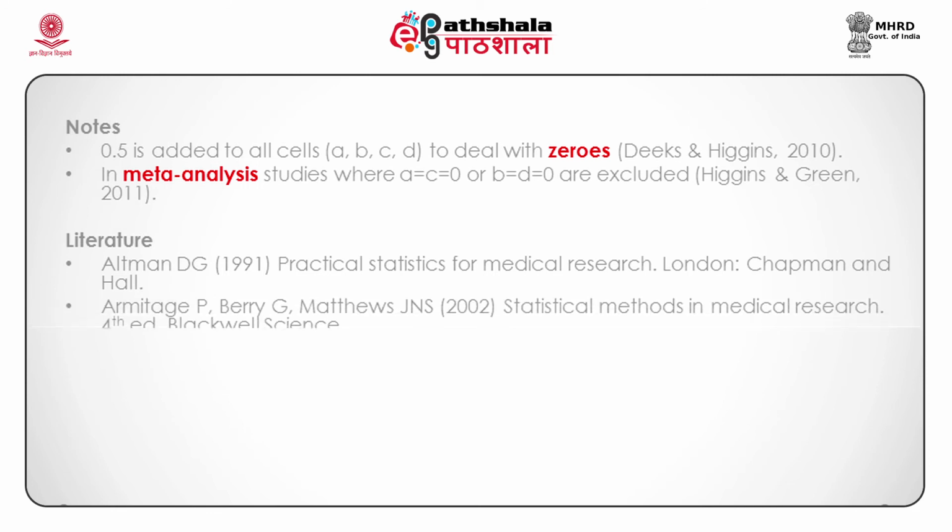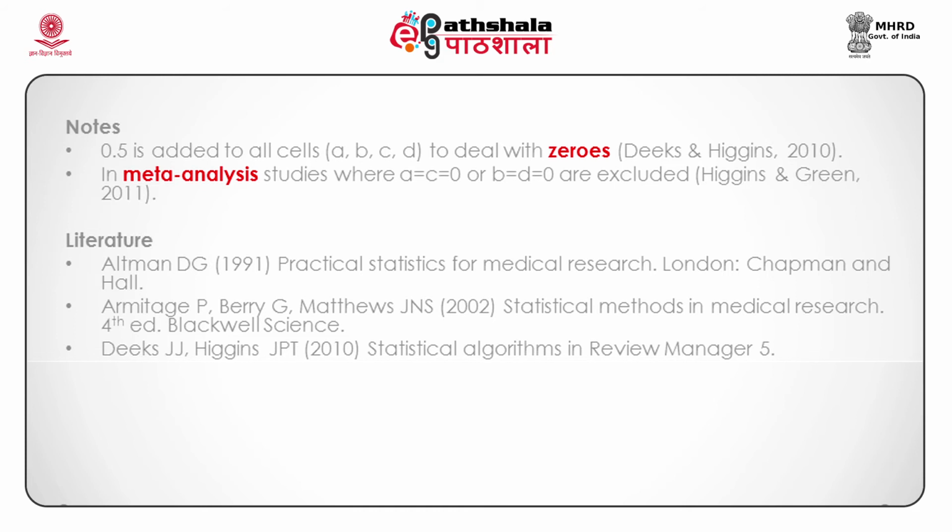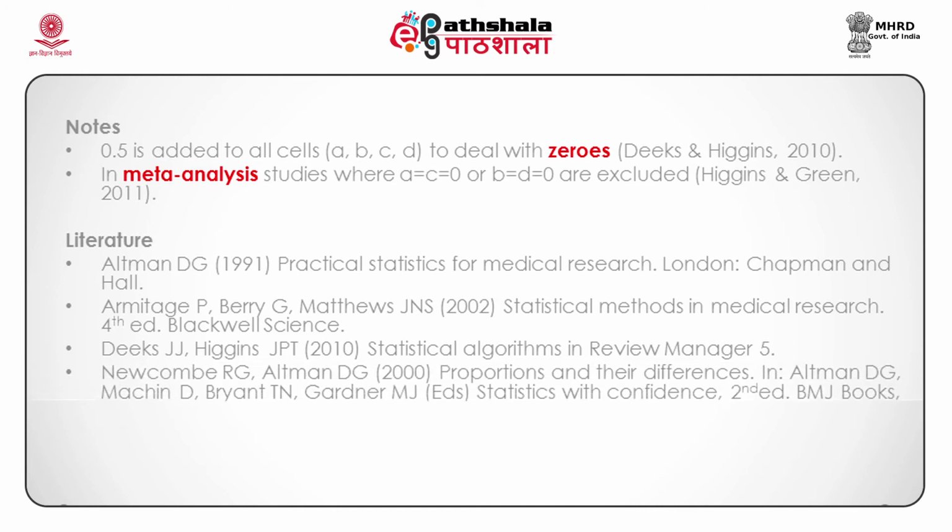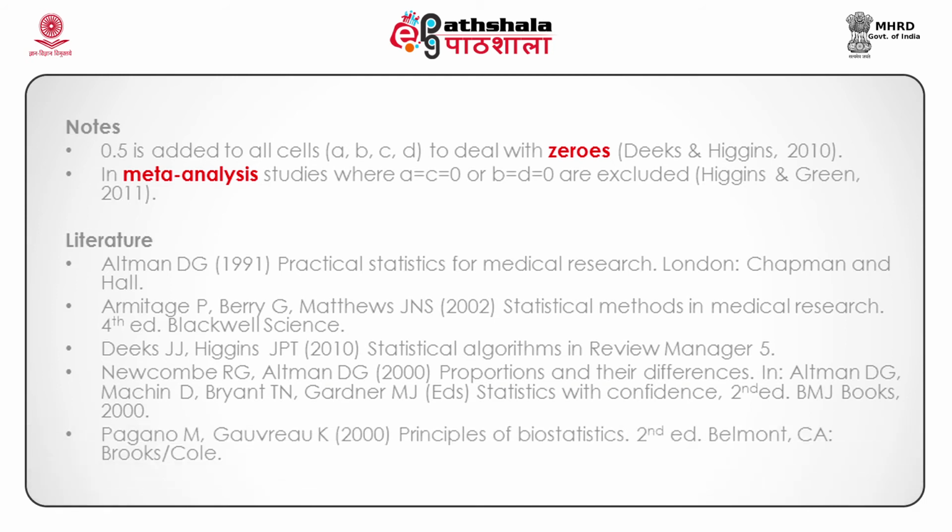The second is to the very common, very popular book by Armitage in 2002, Statistical Methods in Medical Research. The reference for Deeks and Higgins is to their JPT paper in 2010, Statistical Algorithms. You can also look at the book on proportions and their differences by Newcombe et al. And finally, for a good review of the use of these in biostatistics and epidemiology, you can refer to the textbook by Pagano and Gauvreau.